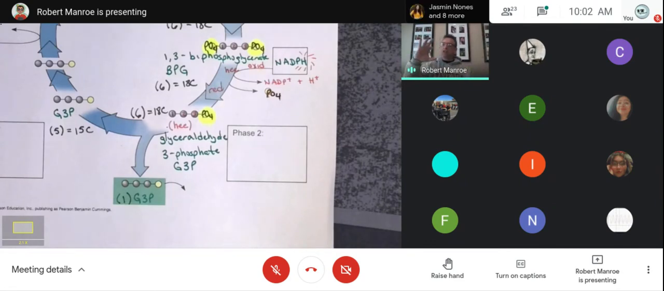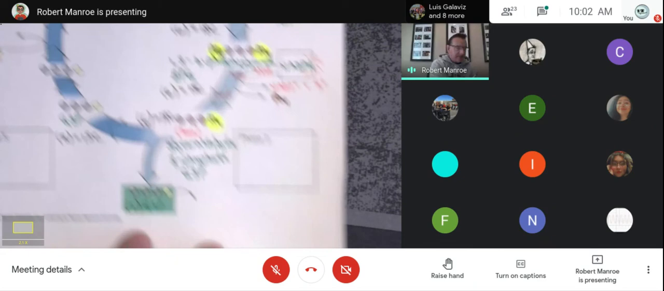15. So this side of Calvin is all 15. This side of Calvin is all 18. 3 in the top, 3 out the bottom. Do you see that?